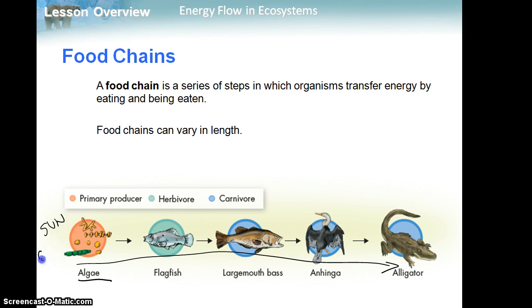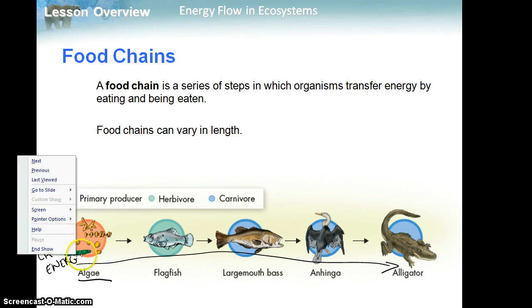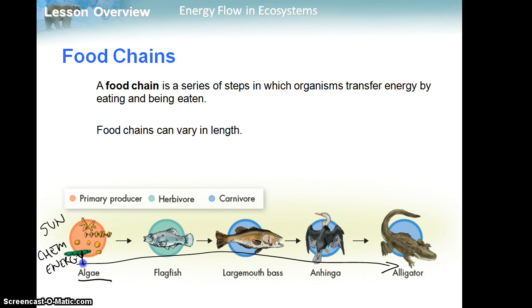Notice that we also do not include the original energy source, either the sun or chemical energy, in our food chain. And that's because at that point, they cannot be used as energy by living things. It has to be first transformed into a usable source of energy, which is done either photosynthetically or chemosynthetically.